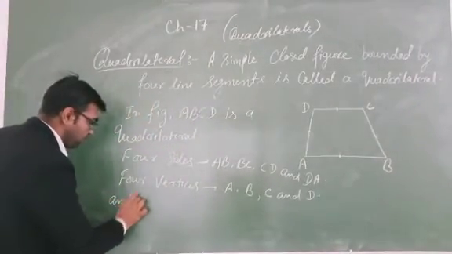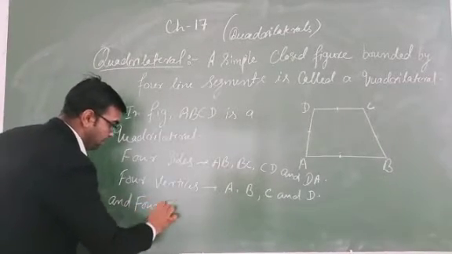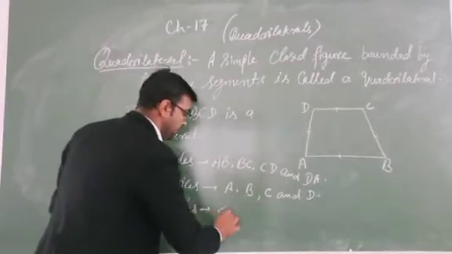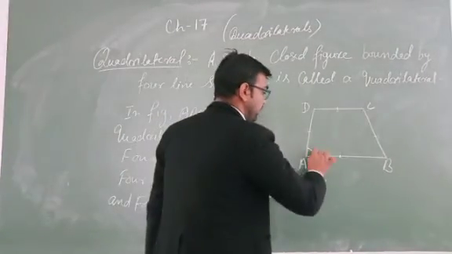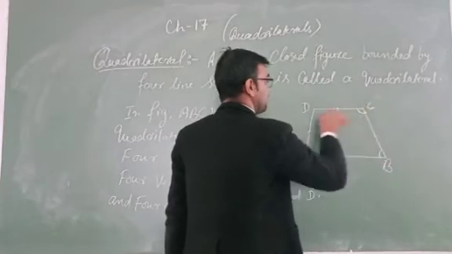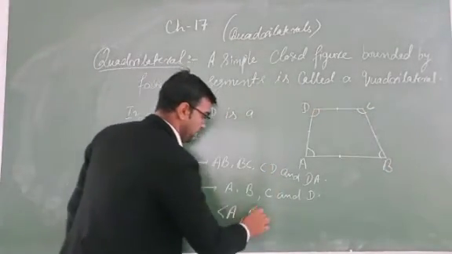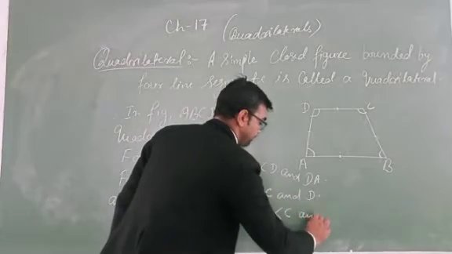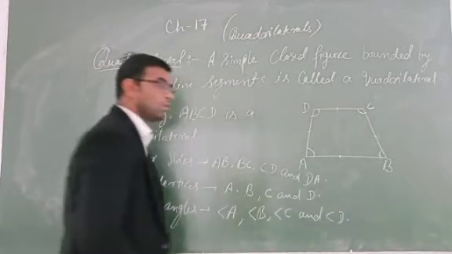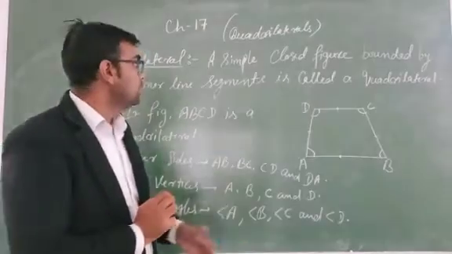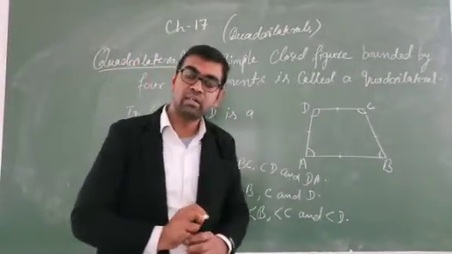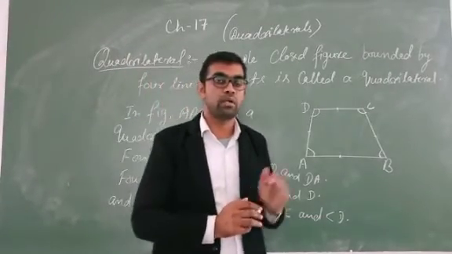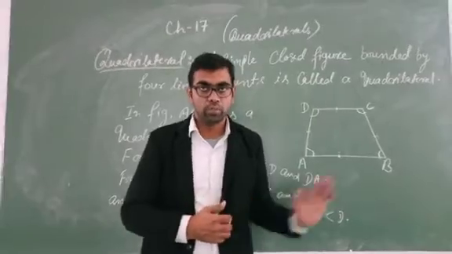And four angles: angle A, angle B, angle C and angle D. I hope it is clear. So the definition of quadrilateral is done, and you know that in a quadrilateral there are four sides, four angles and four vertices. I hope it is clear.